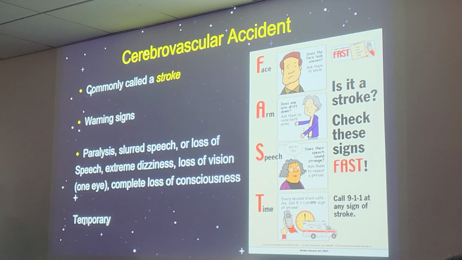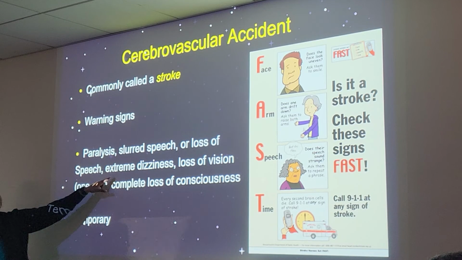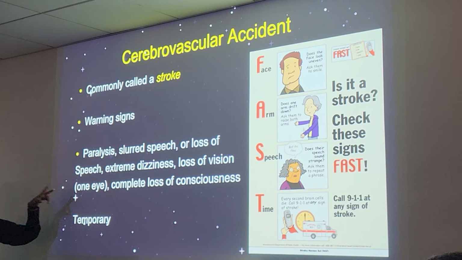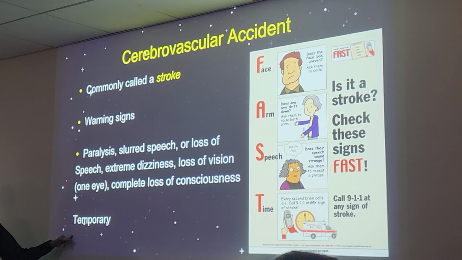Yes. So warning signs for stroke are paralysis, like if you see one side of their face drooping, slurred speech, complete loss of speech, extreme dizziness, loss of vision. One eye may be more severe than the other, and then complete loss of consciousness. The stroke symptoms may be temporary. Stroke is more likely to occur in patients that are 75 years or older, and the onset may be sudden or very gradual.